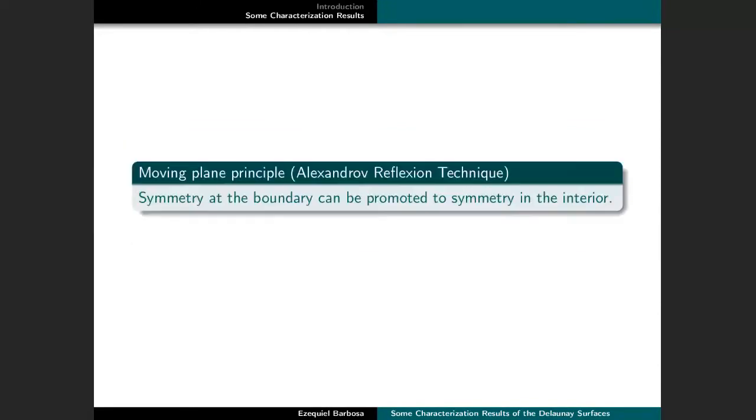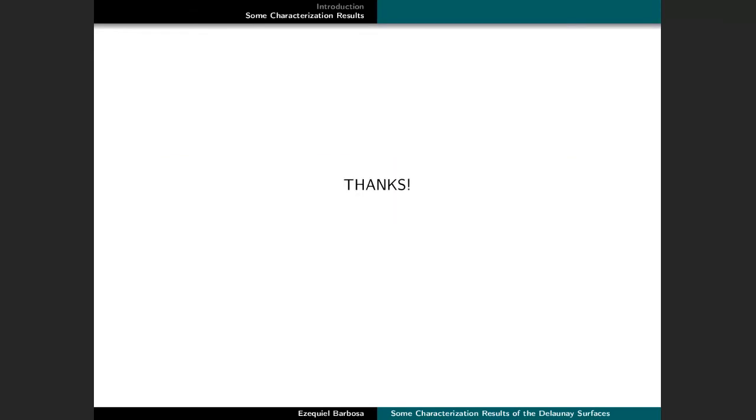So this is what I want to do, and mention this: the moving plane principle, the philosophy of the Alexandrov reflection technique, is that the symmetry at the boundary can be promoted to the symmetry in the interior. And so maybe this can be very useful in order to prove other results involving, for example, the CMC surfaces, the Delaunay surfaces inside a ball. Right, this is it, and I will finish here. Thank you very much.